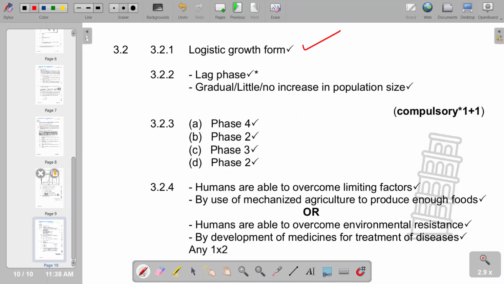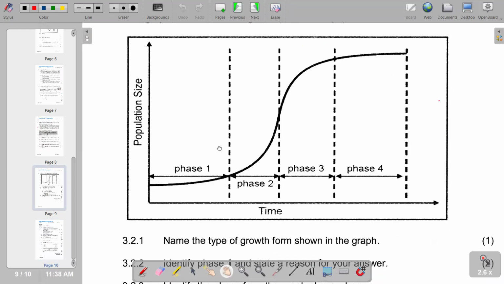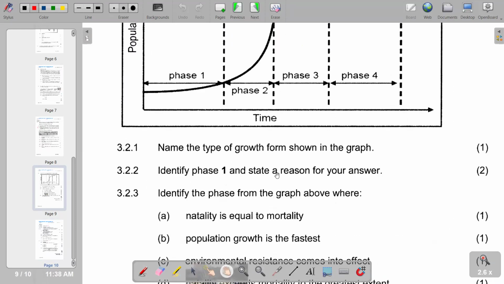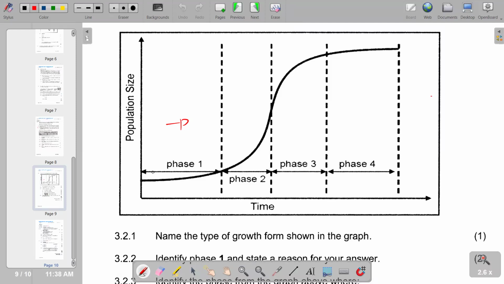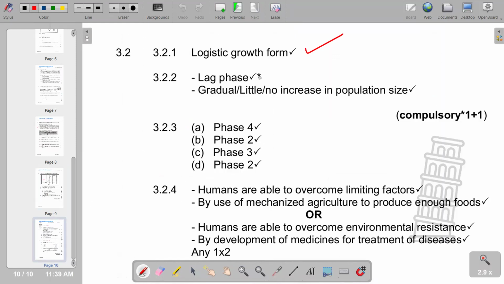And then on the next question, identify phase one and state a reason for your answer. So of course, phase one, we have this part as our phase. You would see that we have a gradual increase in population size if you look at phase one, which makes it the lag phase. So this is the lag phase. So we are saying lag phase, and there is a gradual or little increase, or you can say no increase, in population size. So that's what we have.